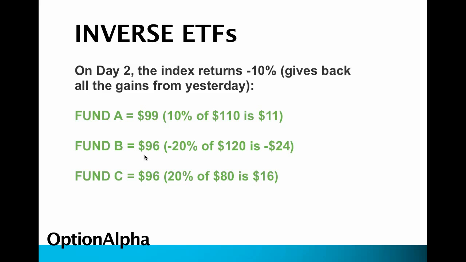Fund B, which is our double long fund, is going to give back 20% of our $120 value. Remember, it made 20% the first day. And so we're going to give back about $24 and be at $96. So again, below par.